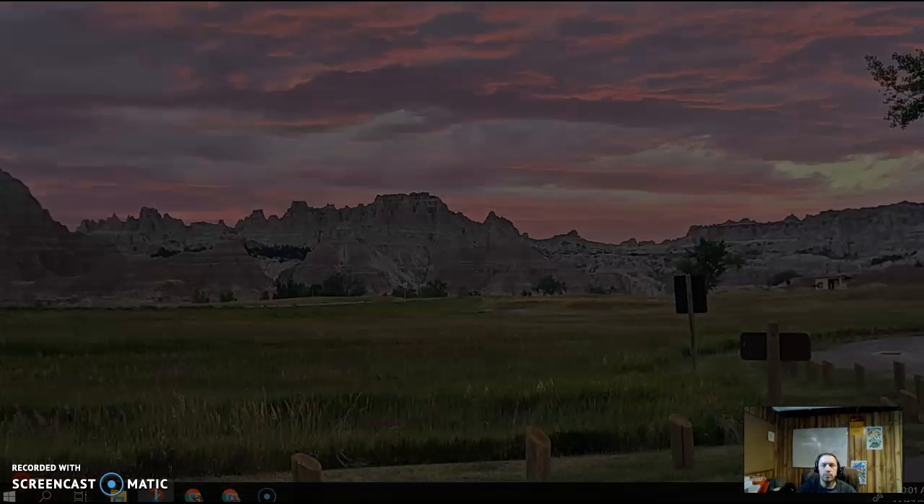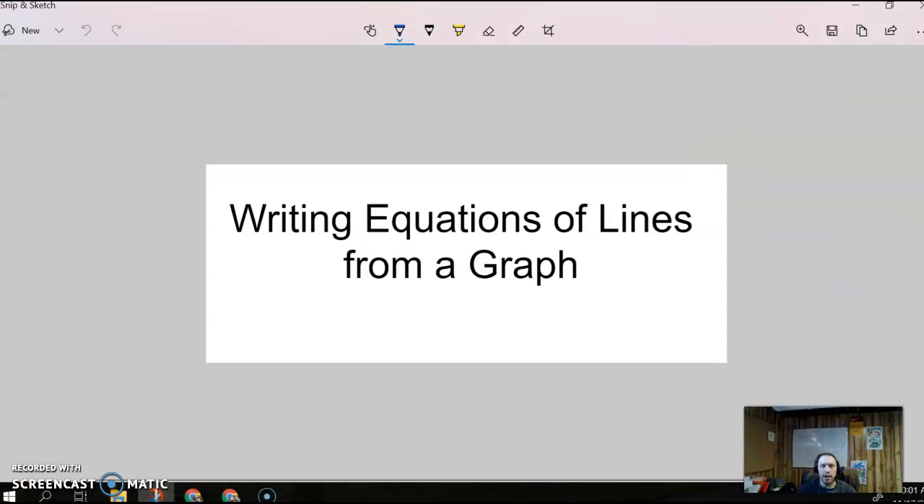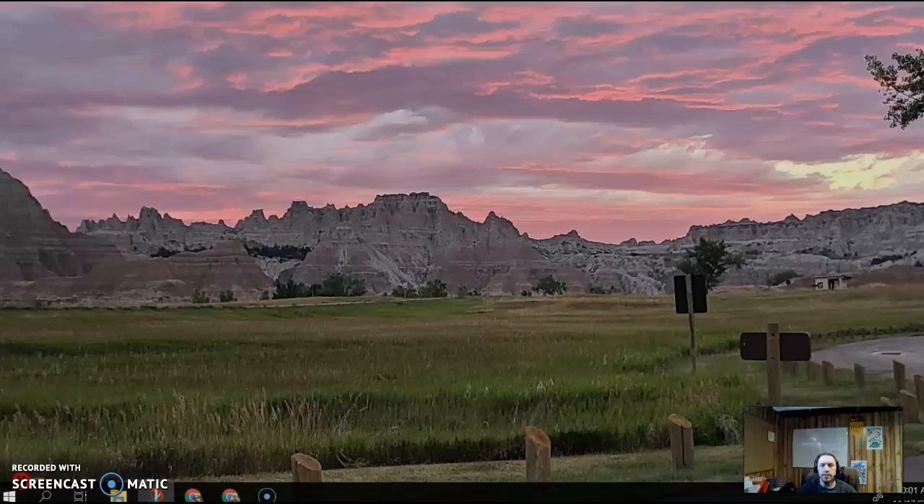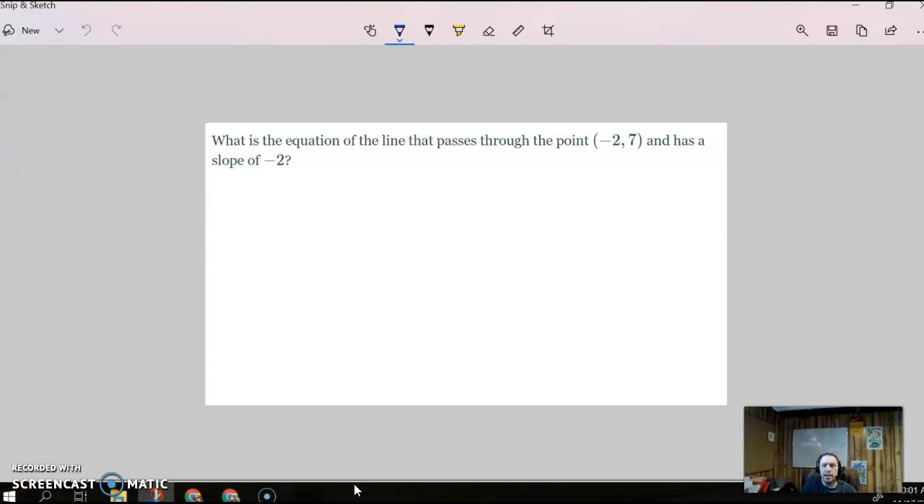How do we write equations of lines from a graph? Well, here we go. Make sure you're pausing before each one and trying it out. What is the equation of a line that passes through the point (-2, 7) and has a slope of -2? Well, this is what we did in class yesterday. y equals mx plus b. This is my slope. This is my point x, y. Let's plug those in. y is 7.